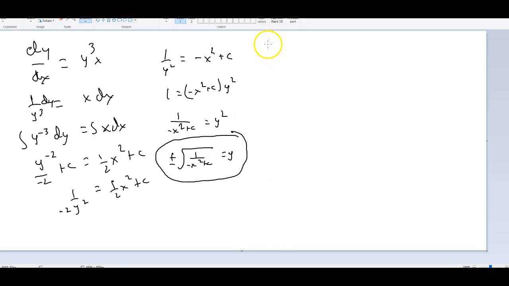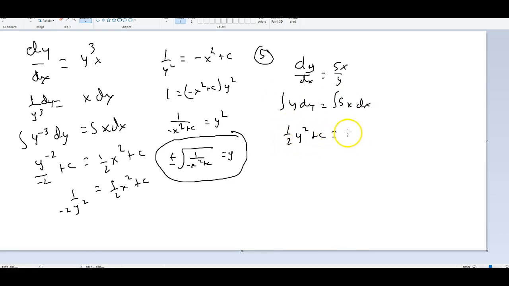And then I'm going to try number 5. Number 5, nice easy problem, looks like, from just looking at it. Dy dx equals 5x over y. Move the y over. I get y dy equals 5x dx. That feels ready to go. I go 1/2 y squared plus c equals 5/2 x squared plus c. Move the c's over. I get 1/2 y squared equals 5/2 x squared plus c.